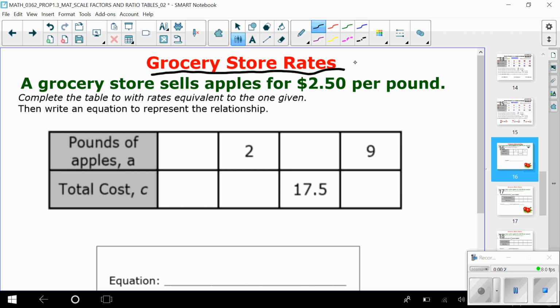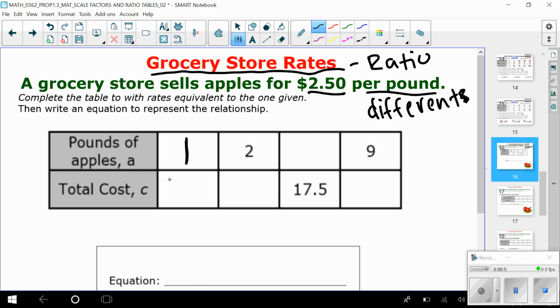And we know that rates is a type of a ratio, right? A type of a ratio that compares different units. Okay, different units. So we're talking here, it says a grocery store sells apples for $2.50 per pound. Okay, so I'm going to look over here and I see my labels are pounds of apples and the total cost. So the pounds of my apples is 1 and the total cost based on the problem is 250. Okay, so we're going to complete this table.